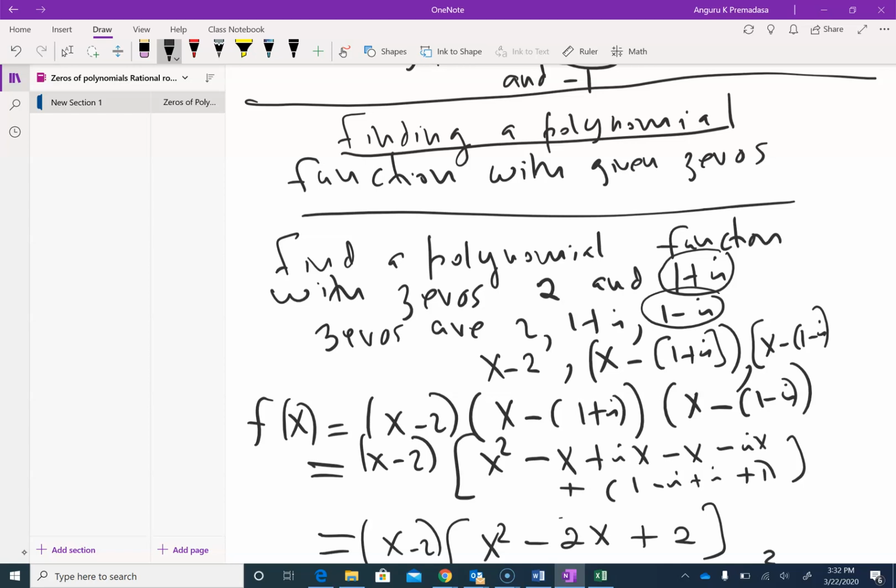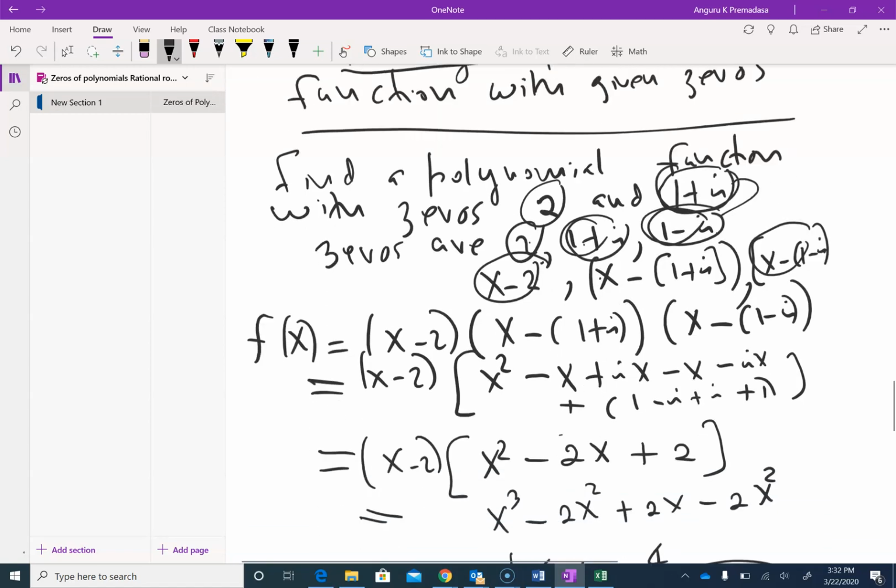Okay, so if 1 plus i is a root, its conjugate, 1 minus i, is also a root. So when they tell you that 2 and 1 plus i are roots, we automatically know that 2, 1 plus i, and also 1 minus i are roots. So we have three roots. To create the polynomial, it's very easy. If 2 is a root, then x minus 2 is a factor. If this is a root, then x minus that is a factor. If this is a root, then x minus that is a factor.